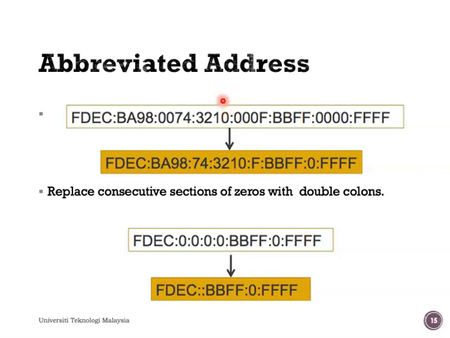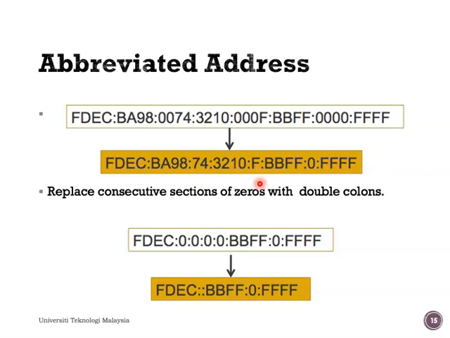It is a trailing zero, meaning at the end of the number, so we still put it as 3210. And 000F also, the 3 zeros here are leading zeros, so we can put it as F. BBFF, and the 0000 here we can just put 0, only one 0, and FFFF. So only leading zeros can be omitted or shortened.